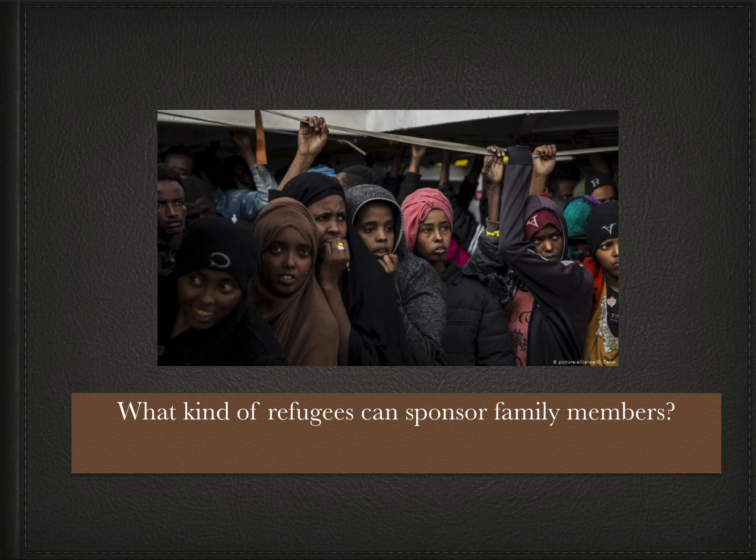The best kind of proof of relationship is for a refugee to have mentioned the family member at the time that he or she claimed asylum. So if you mentioned your grandma, your child, your wife at the time of your asylum, then you have a more likely chance of winning your case.